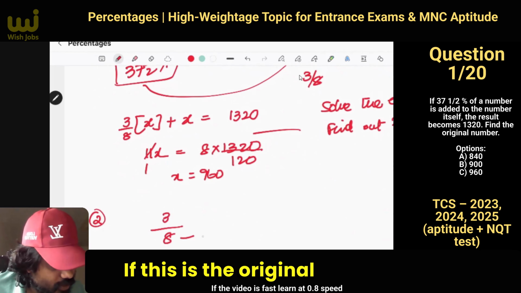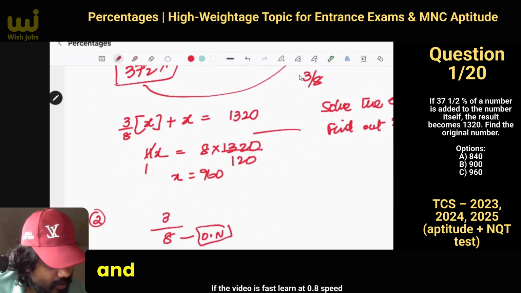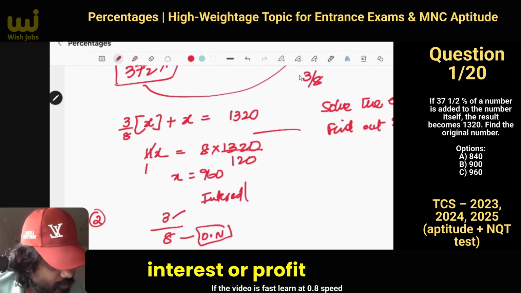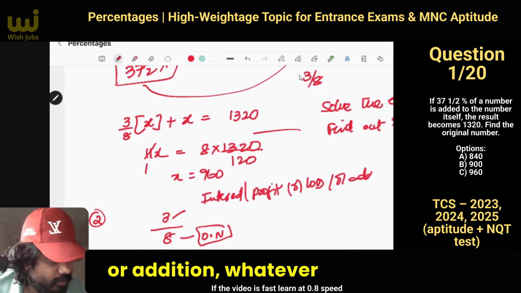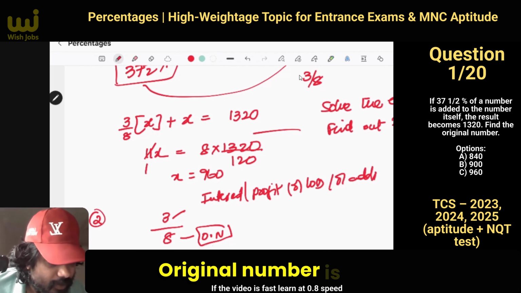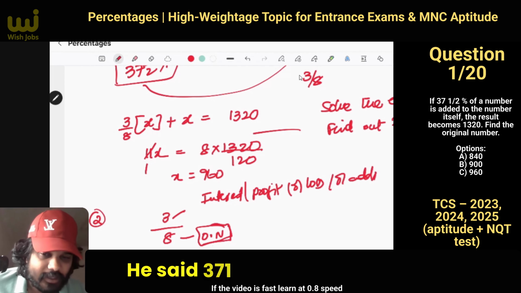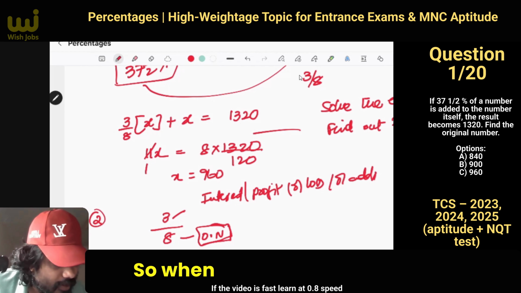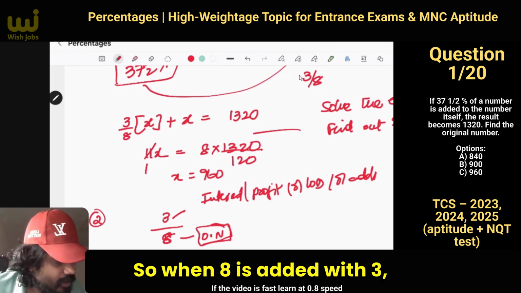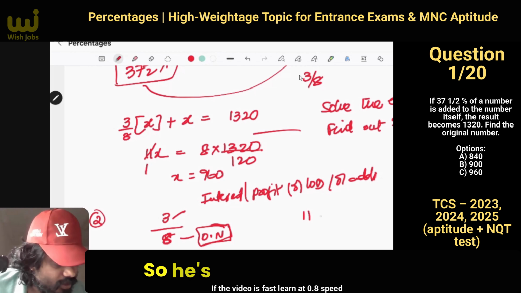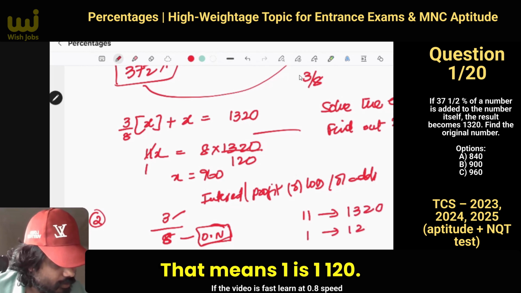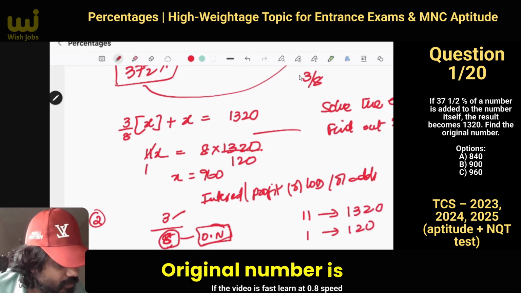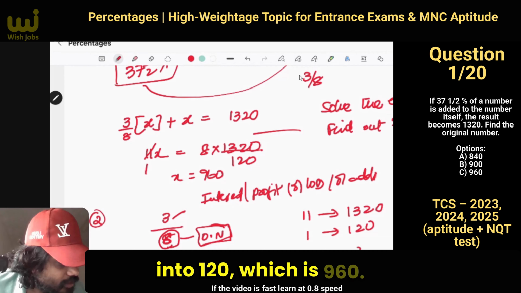If this is the original number, and this is what I told you, anything interest or profit or loss or addition, whatever you want to do, it will be on the top. Original number is 8. He said 37 1 by 2 percentage of the number is added. So when 8 is added with 3, that will become 11. So he's saying 11 is 1320. That means 1 is 120. What is the original number? Original number is 8 into 120, which is 960.